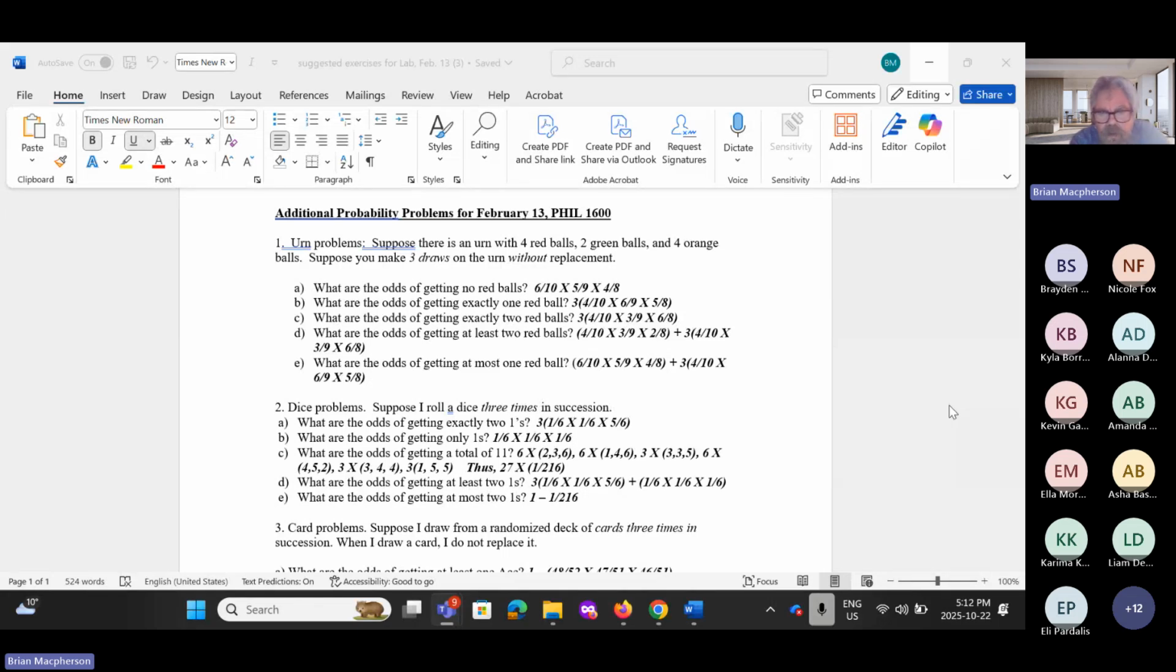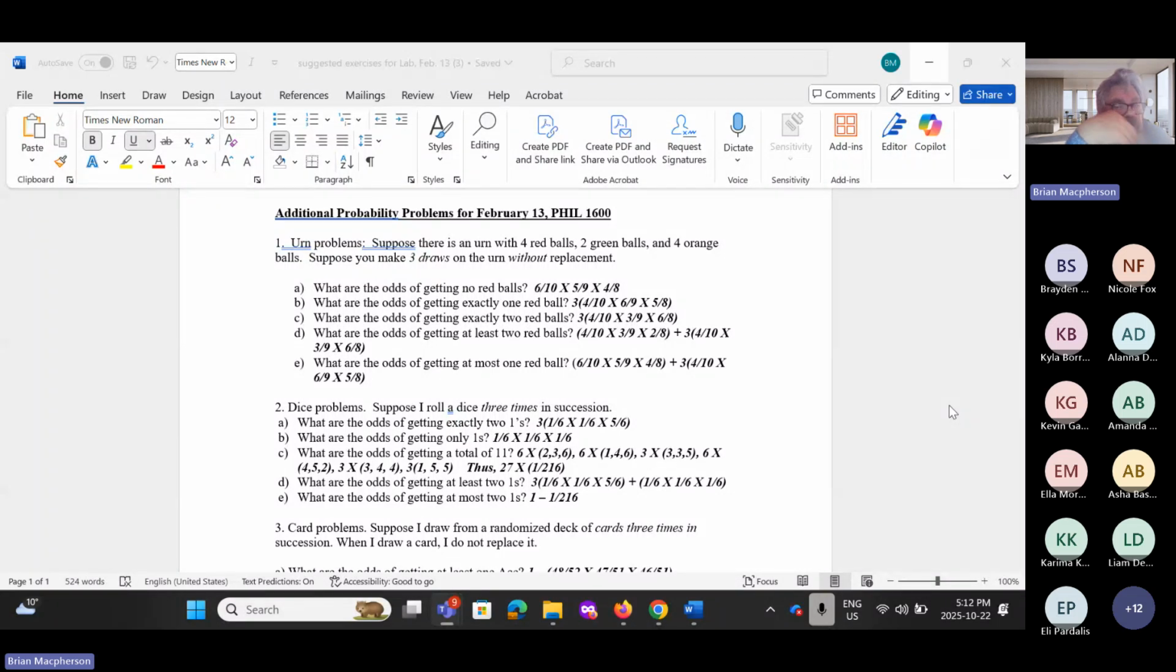Okay, and just to do the math, if you want, 1 out of 6 cubed is what? So out of the 216 possible rolls, only one of them has all ones, right? Okay. All right, what are the odds of getting a total of 11?